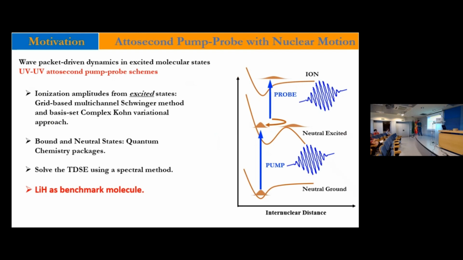And for the bound and neutral states, usually what we do is to use quantum chemistry packages, so MOLCAS, MOLPRO, or Gaussian. And then you have to put everything together in the time-dependent Schrödinger equation, and see what you get. We're going to use lithium hydride as a benchmark because it's simple enough that you can do it almost exactly. It's only four electrons, so you can put all four electrons active in your active space.